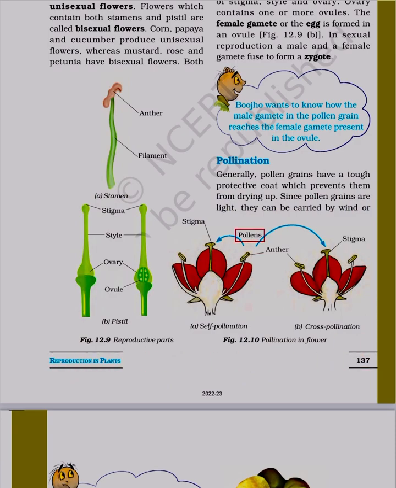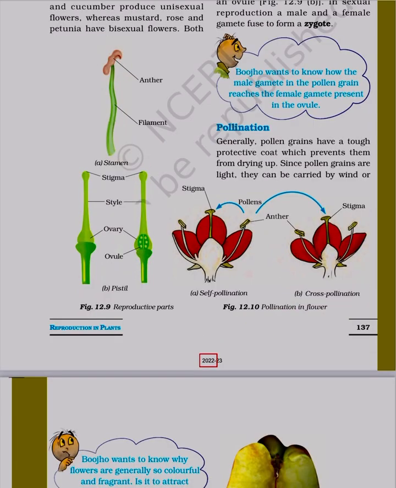Pollen. Stigma. Pistil. Figure 12.9 Reproductive parts. A. Self-pollination. Figure 12.10 Pollination in flower. Anther. B. Cross-pollination.